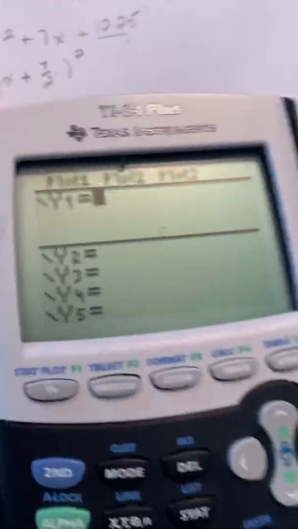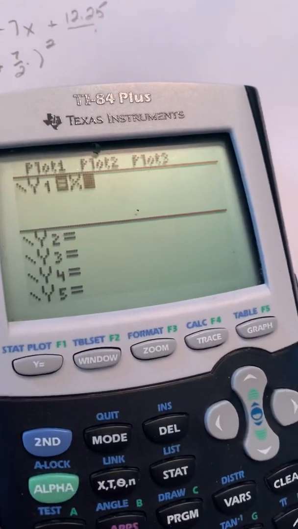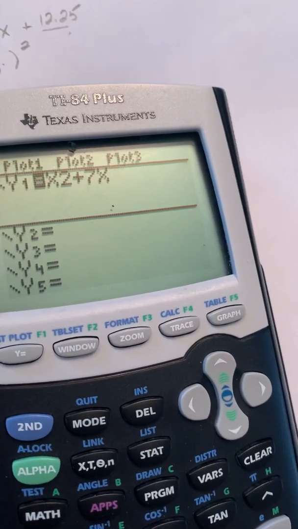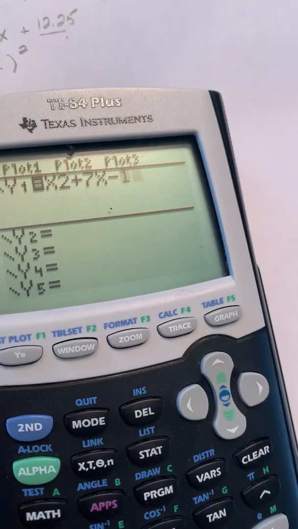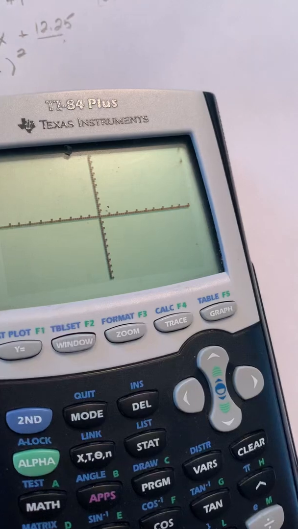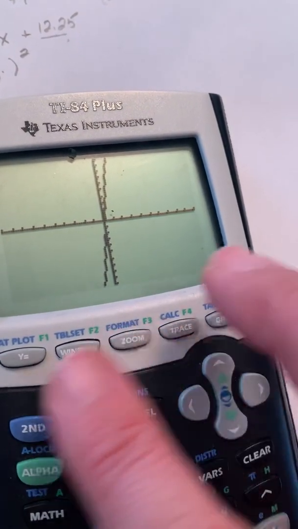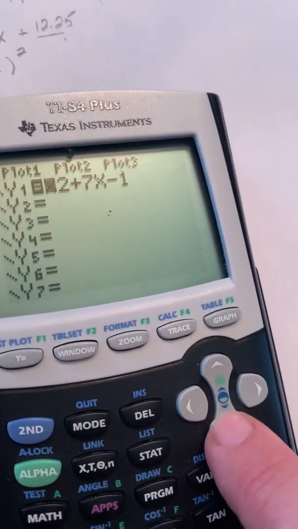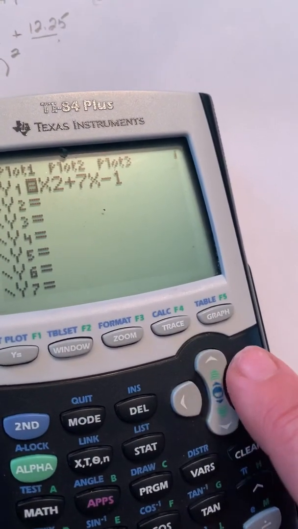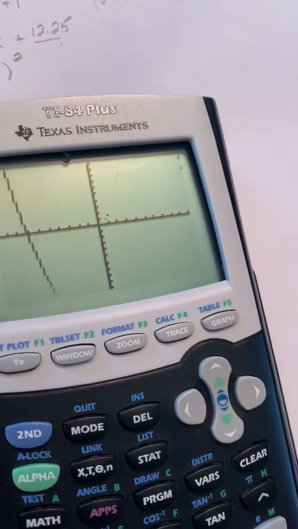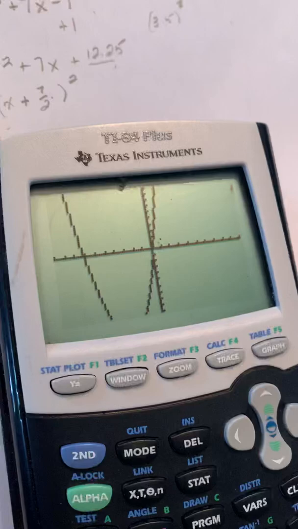I'm going to go to my calculator right now and put in this function. So we're going to have x squared plus 7x minus 1. That was the original function. And can't really see too much of it there. I am going to put in, oh, I see what I did. I need to square that, sorry. All right, so there's my parabola.